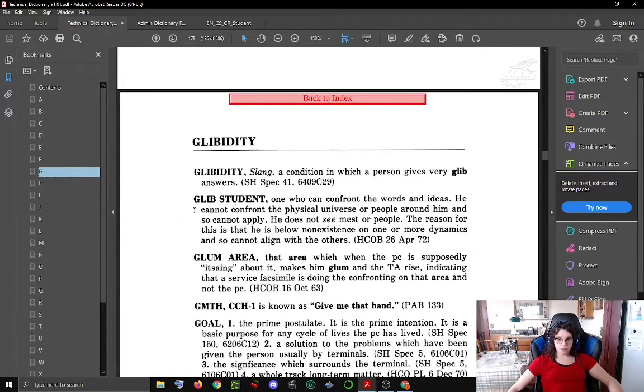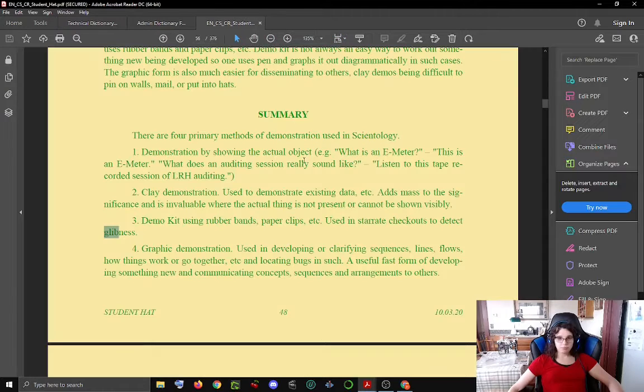Glib student. One who can confront the words and ideas. He cannot confront the physical universe or people around him, and so cannot apply. He does not see MEST or people. MEST is an acronym: matter, energy, space, time. The reason for this is that he is below non-existence on one or more dynamics, and so cannot align with the others. Used in star-rated checkouts to detect whether a student knows the data, but can't demonstrate it.